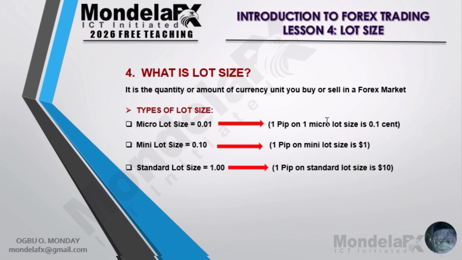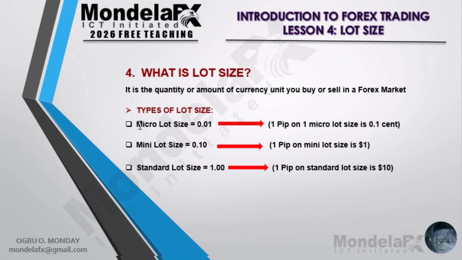All right. So we have types of lot size. One, micro lot size, which is 0.01. The second one is mini lot size, which is 0.10. Then the third one is standard lot size, which is 1.00. I am going to break this lot size down to you so that you understand. Let's start from this first one.